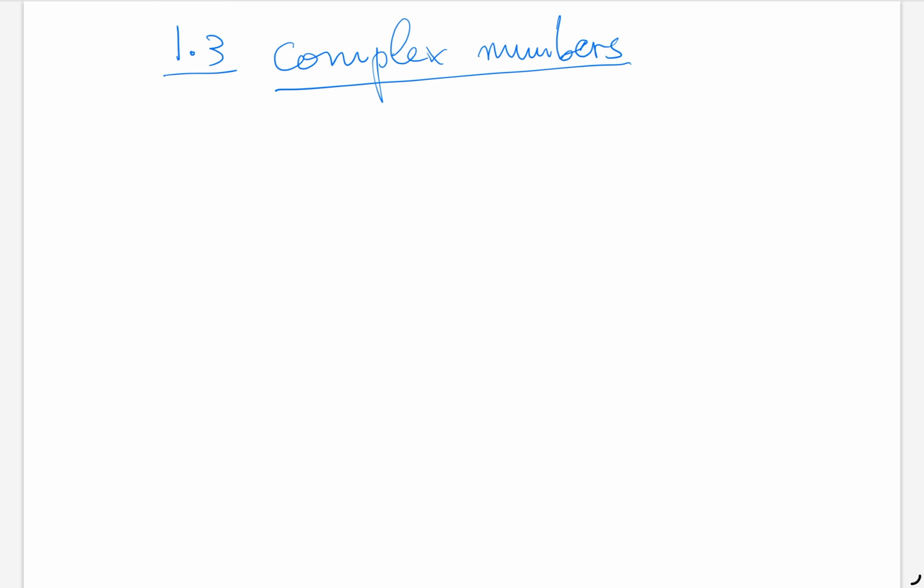Okay, everybody. Today our lecture will be 1.3, which is complex numbers, and then when we finish, we will do 1.4. So, the complex numbers.